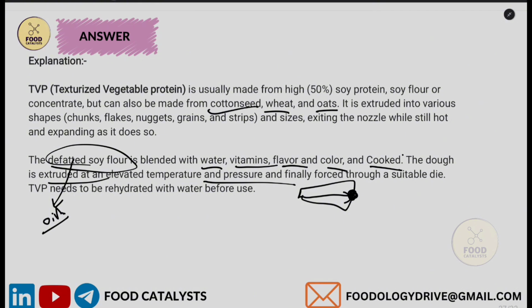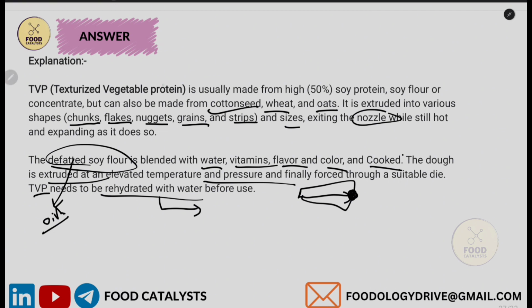But you need to remember that this TVP has to be rehydrated with water before using, because it's already cooked and it has to be rehydrated to use it properly. Okay, so we can shape it into chunks, flakes, nuggets, grains or strips, in different sizes based on the nozzle which we are using. So that is textured vegetable protein.